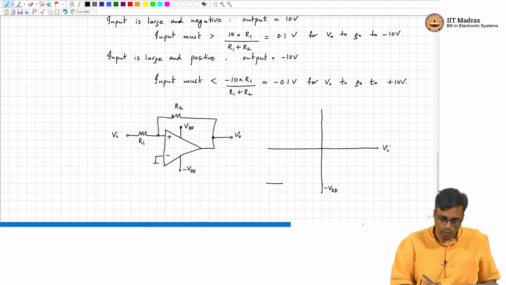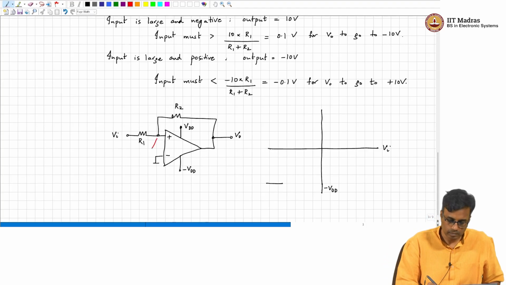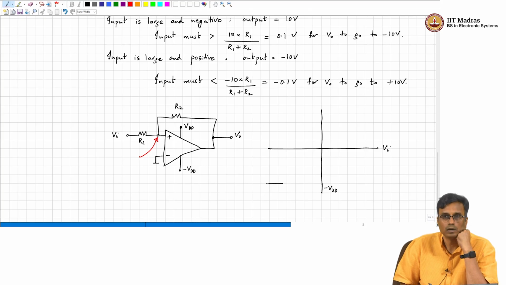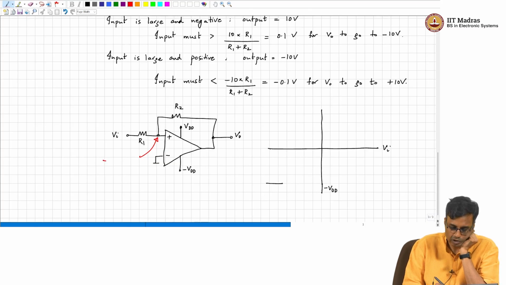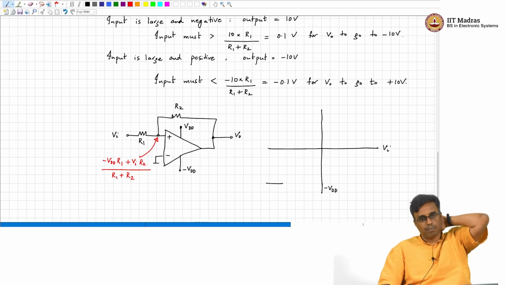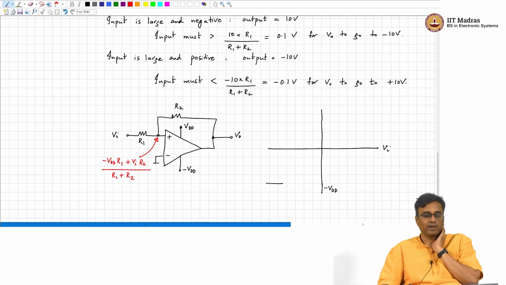Okay. So what is this voltage? Very good. So it's going to be minus VDD times R1 plus Vi times R2, divided by R1 plus R2. All right. So when will the output flip from minus VDD to plus VDD?